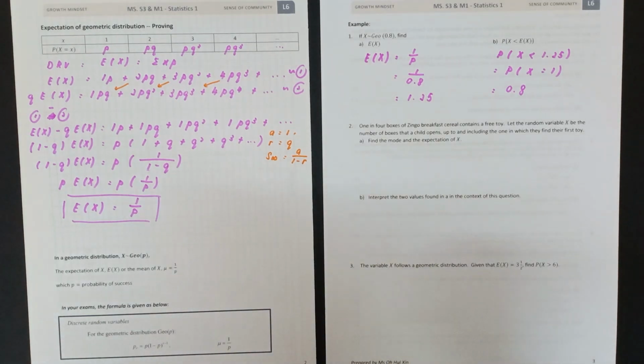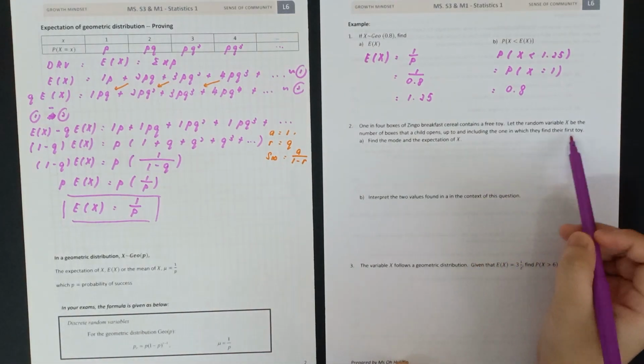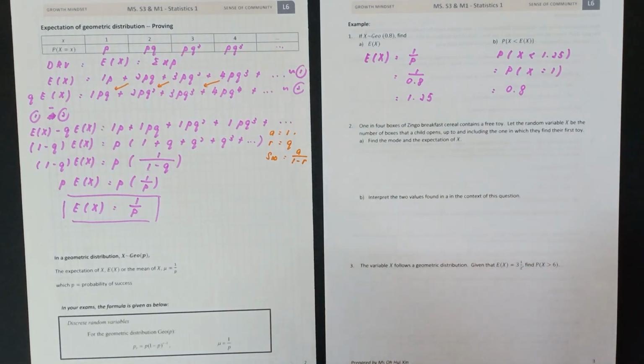Okay, number 2, 1 in 2 boxes of Zingo breakfast cereal contains a free toy. Let the random variable x be the number of boxes that a child opens up to and including the first one in which they find their first toy. So find the mode and the expectation of x.